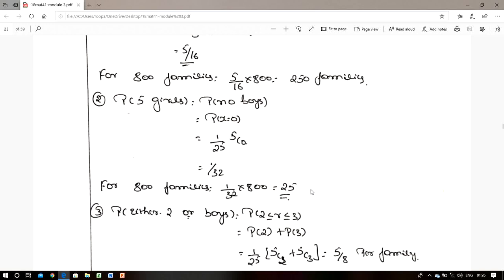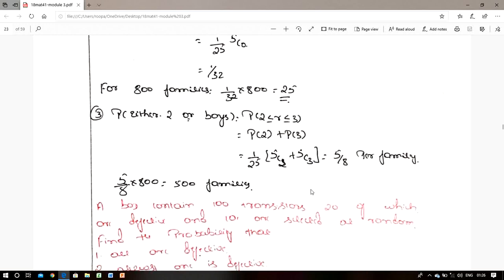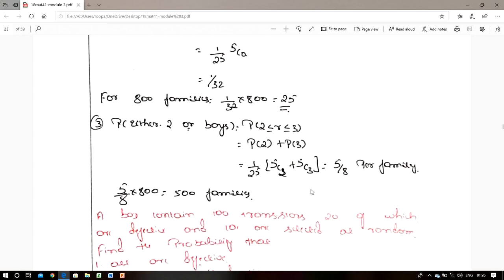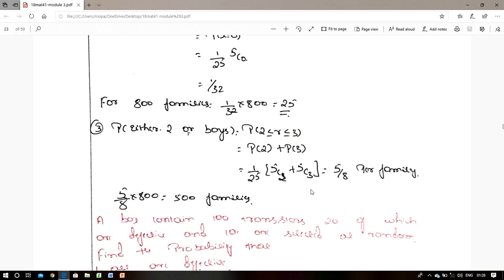Next we come to the third condition: either 2 or 3 boys. Here x varies from 2 to 3, so we have to find two values, that is P(2) and also P(3). So we write P(2) plus P(3). Simplifying, we get 5/8. Then multiplying by 800, we get 500. So 500 families contain either 2 or 3 boys.